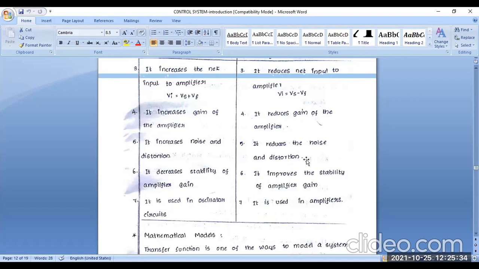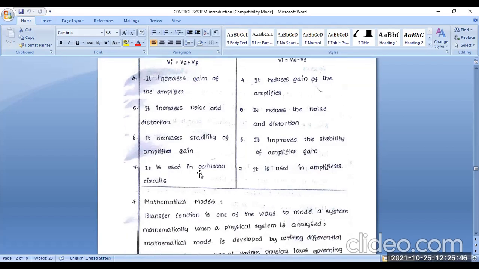But in the negative feedback system, it improves the stability of the amplifier gain also. So these are basically the advantages, these 2 points, over the positive feedback systems. And this positive feedback system is used in the oscillator circuit.